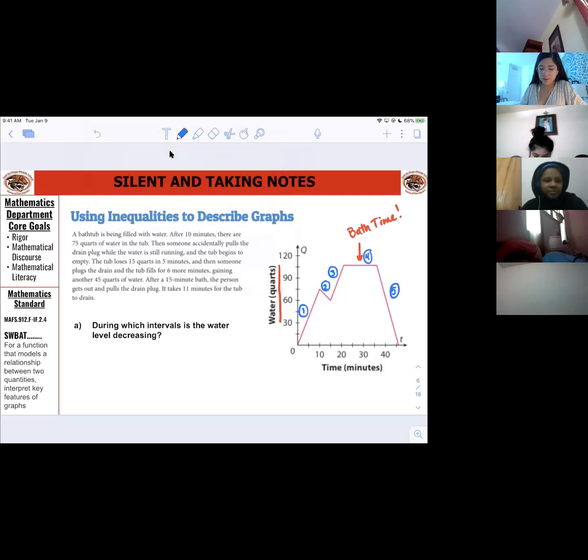During which intervals is the water level decreasing? Increasing or decreasing? Decreasing. The 5. There's another one. Oh, the 2. Good, so 2 and 5.